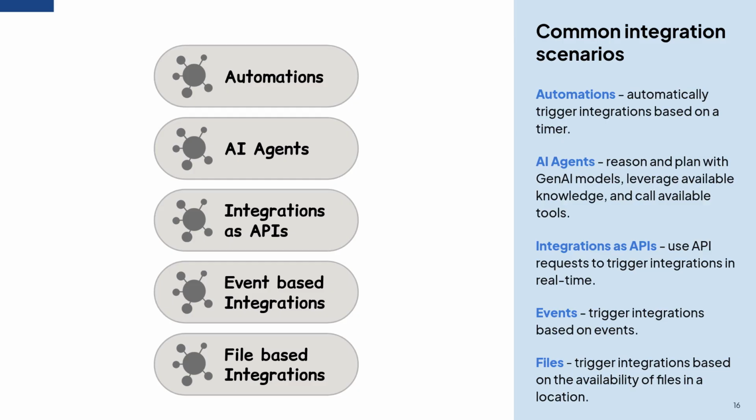And when it comes to integration as APIs, that has always been there. APIs have played a crucial role in integration for over a decade. And these integrations use API requests to trigger some processes, like some business processes, for example. And event-based integrations are also there. Now, it triggers based on some sort of an event.